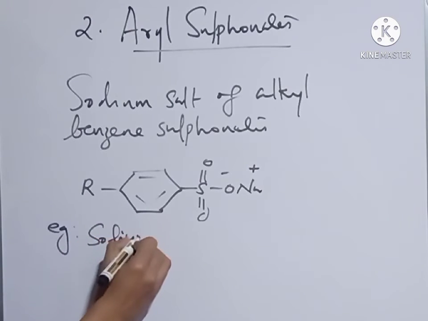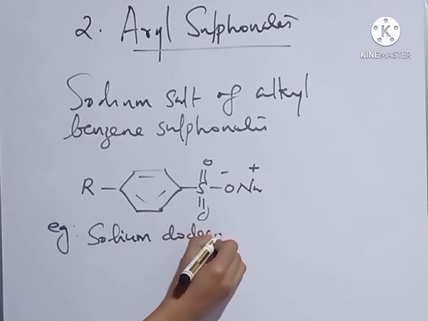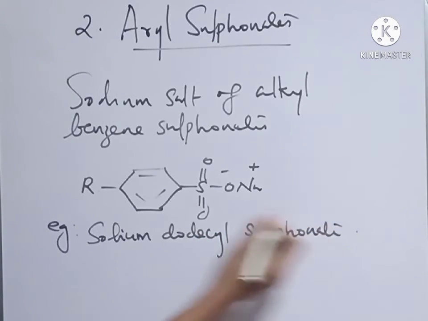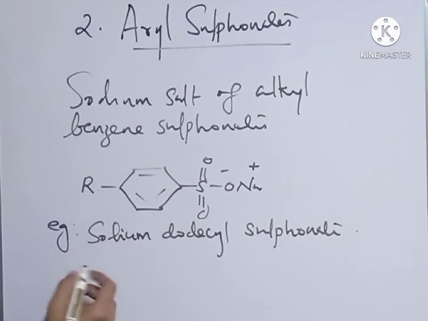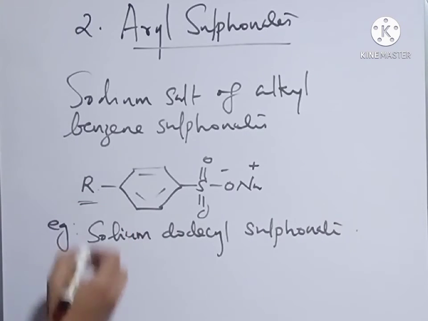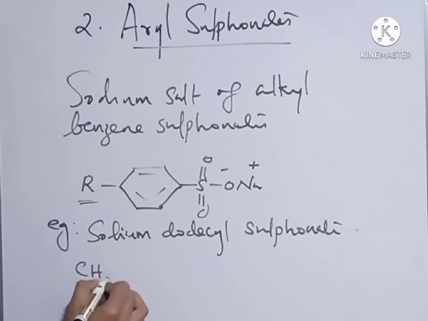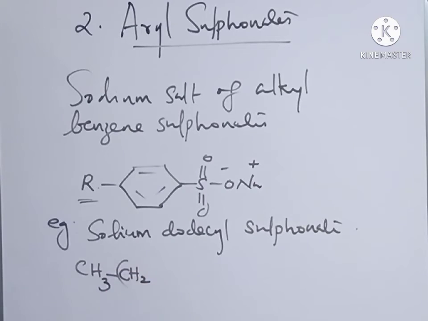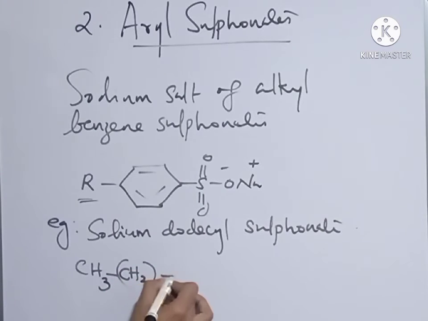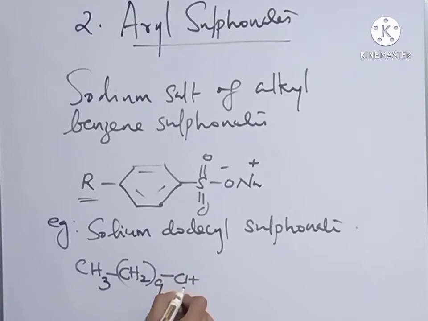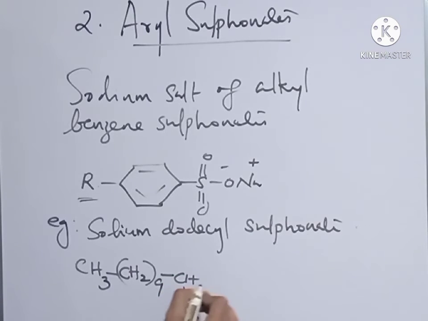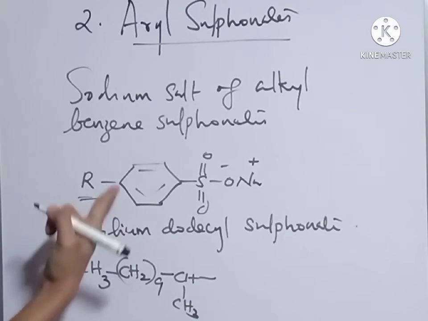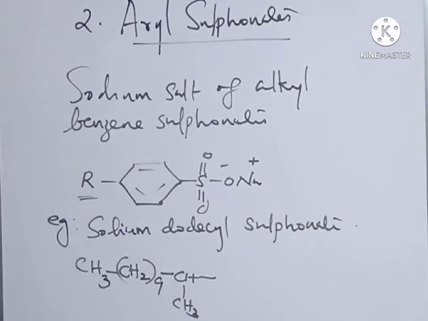Sodium dodecyl sulfonate, and here this R group will be CH3 (CH2)9 CH3. So if the R group is this, then this is known as sodium dodecyl sulfonate.